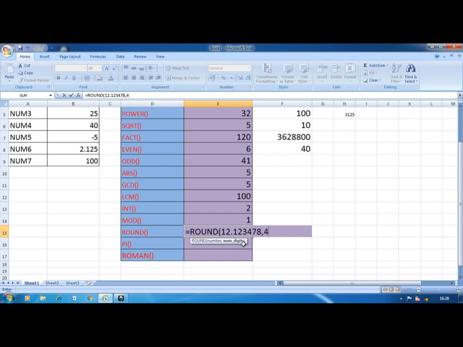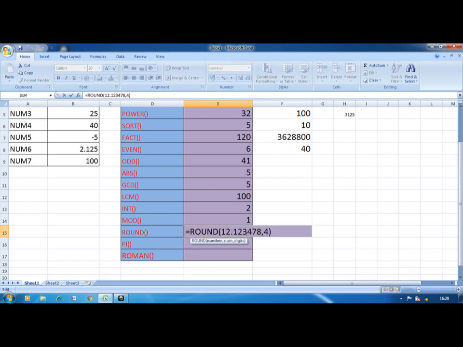Here after the decimal point 6 digits are there, but I want to display only 4 digits. So it will take 1, 2, 3, 4. What is the fifth digit? The fifth digit is 7. If the fifth digit is more than 5, then the previous number is increased by 1. See here, 1, 2, 3, 5.